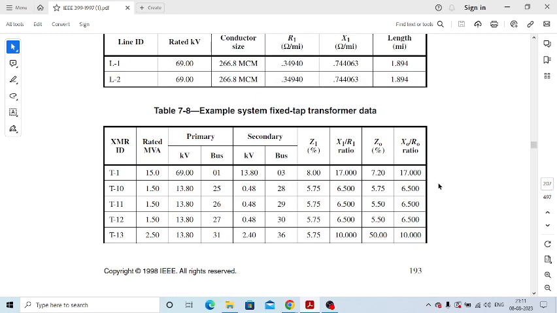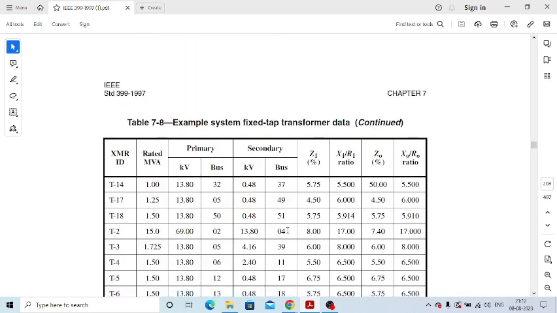Then for the transformer, we absolutely need the power rating, then primary voltage and secondary voltage, then impedance, then X by R ratio. Z1 is the positive sequence impedance, and Z0 is the zero sequence impedance. X0 by R0 is the X by R ratio for the zero sequence component, and X1 by R1 is the X by R ratio for the positive sequence components. For all the transformers, we need this data.